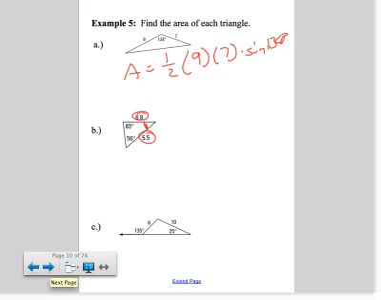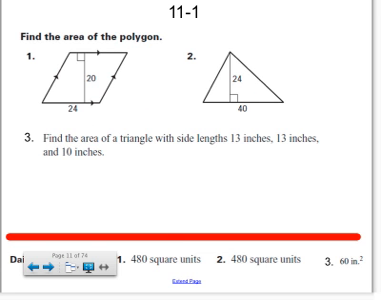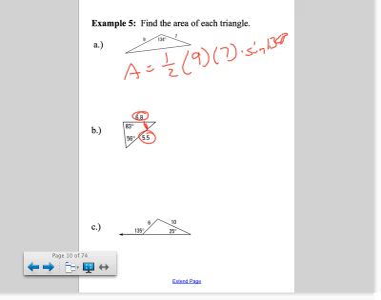Okay, so really not anything too tricky here. It's just memorizing a different formula for the area of a triangle depending on the information that you're given. And so that's all we're going to roll with there in section 11.1. Any questions you have, bring them to class, and we'll take those first thing in class.